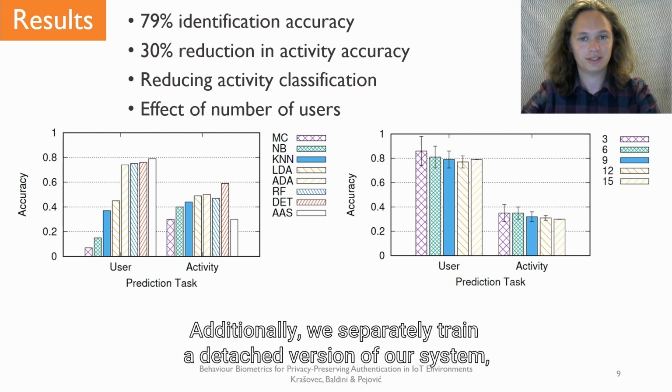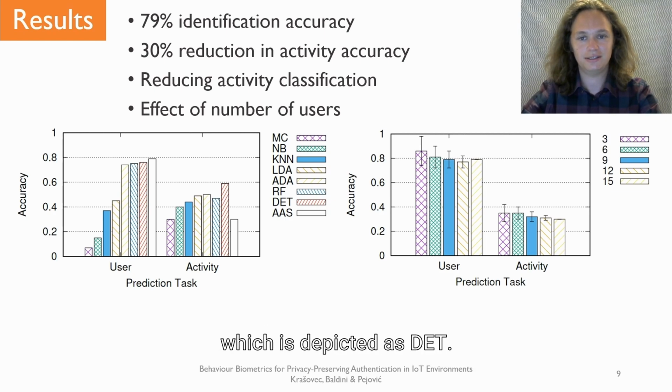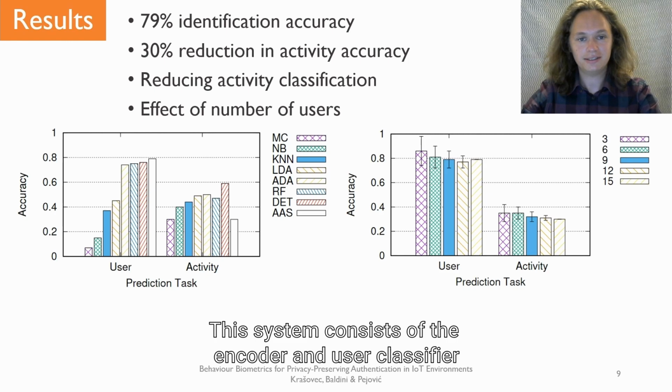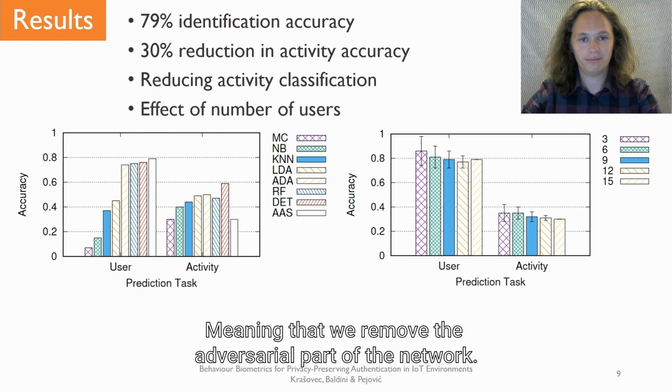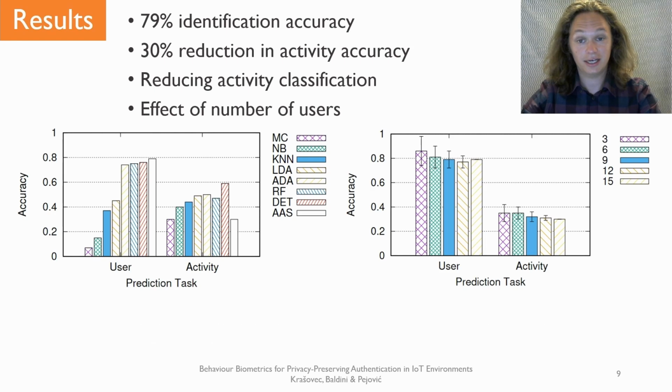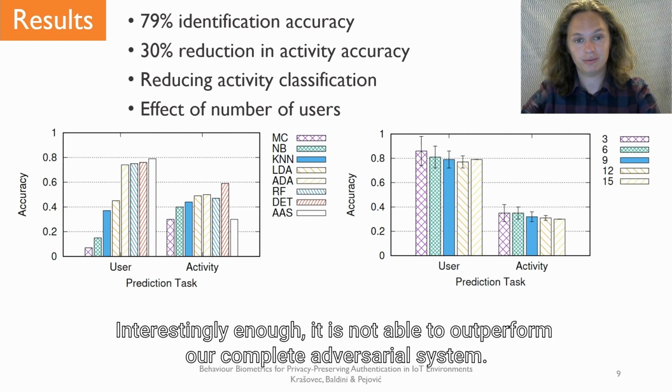Additionally, we separately train a detached version of our system, which is depicted as DET. This system consists of the encoder and user classifier, meaning that we remove the adversarial part of this network. And interestingly enough, it is not able to outperform our complete adversarial system.